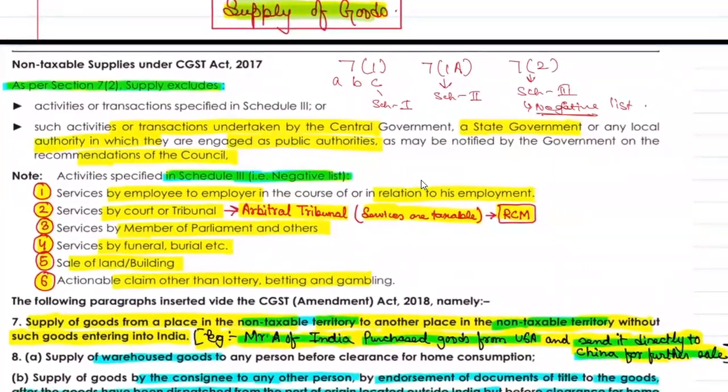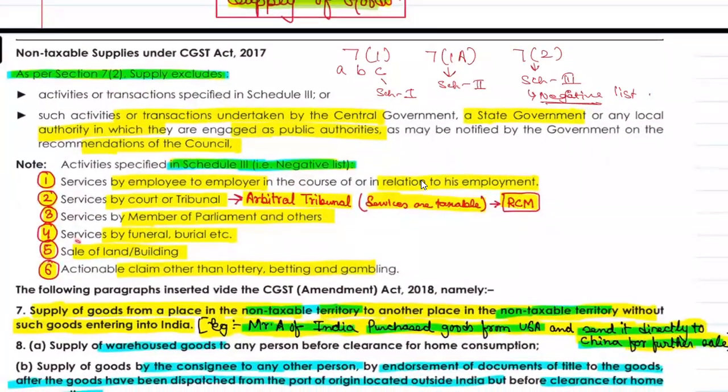Now, services by funeral, burial. Okay, this is a sympathetic point. Someone has died, and burial and funeral is being carried on. So if they take ambulance services for carrying that body and all, that is GST free. Definitely the government is not going to say you have carried on so many dead bodies, now pay me the GST.